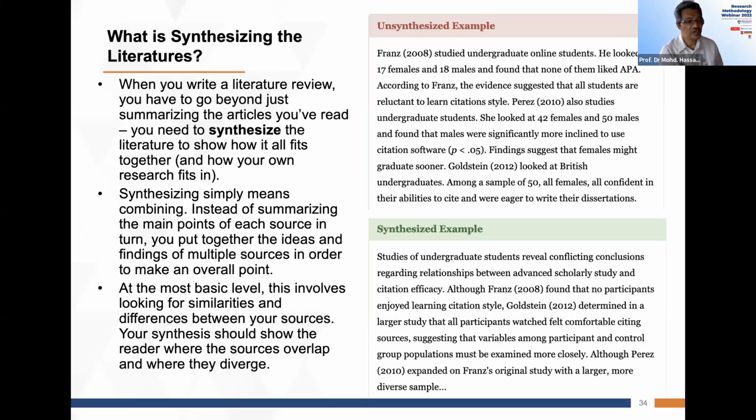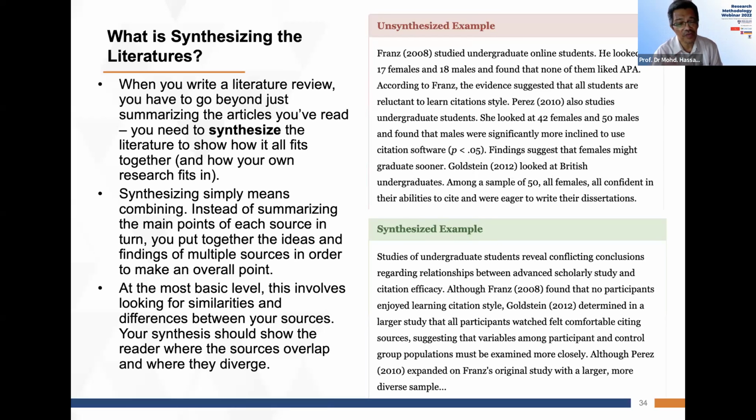Okay, you discuss 2 or 3 researchers, 2 or 3 sources, and then you see how your research fits in with those 2 or 3 sources. So synthesizing means combining. Instead of summarizing the main point of each source in turn, you put together the ideas and findings of multiple sources in order to make an overall point.